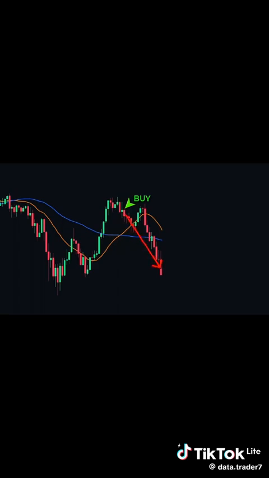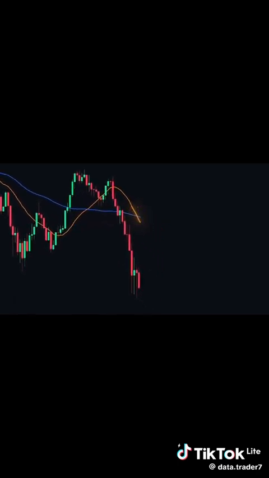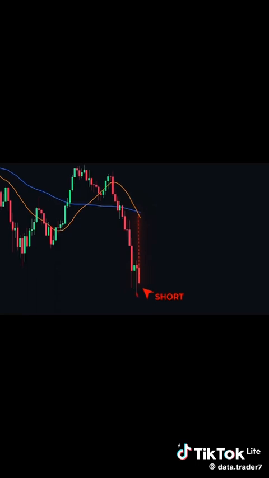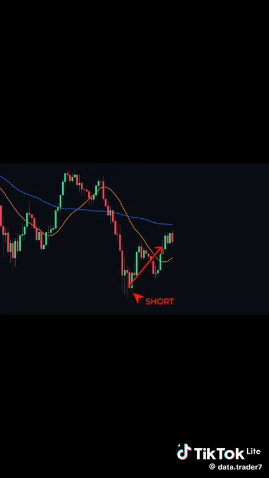Price instead reversed and dropped hard. If you had taken a buy trade there, you would have suffered a massive loss. So this crossover will be labeled as a failed crossover. Now let's look at the second crossover. This time it's a downwards crossover, and so the signal was to enter a short trade. This simply means that we're betting that price would go down. However, price did the opposite. It reversed and shot up instead. So this crossover is also labeled as a failed crossover.